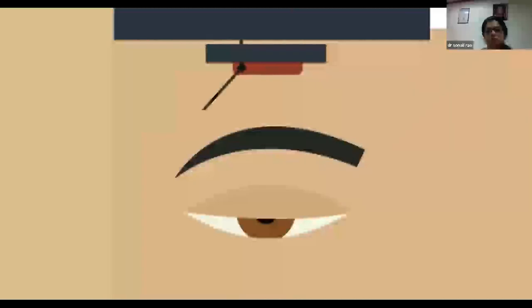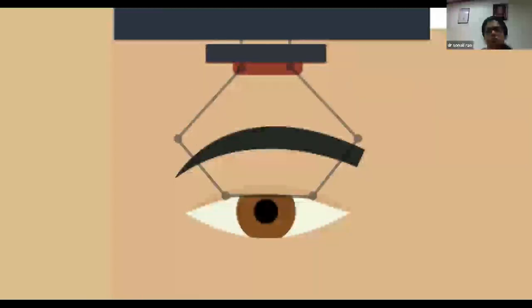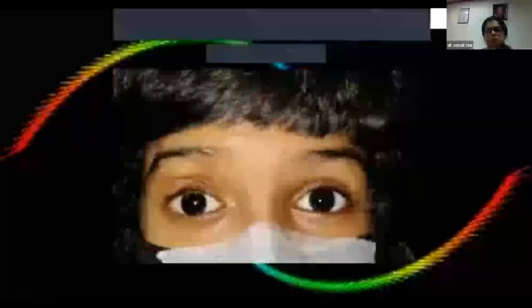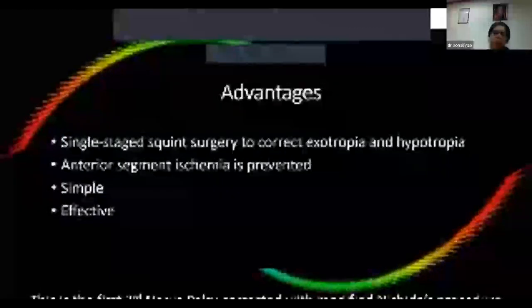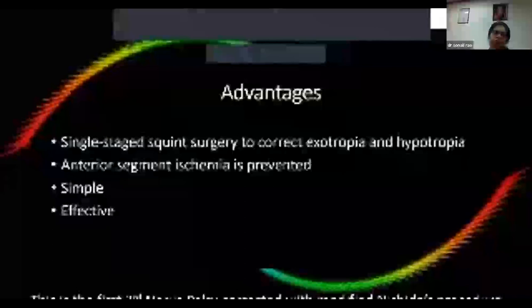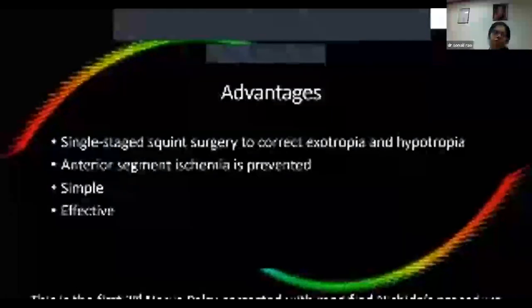To correct the severe ptosis, a frontalis sling surgery was performed after 2 months of squint correction by the modified Nishida's procedure, thereby giving us good results, and also the child had good stereopsis of up to 100 seconds of arc post-operatively. Thus, this single-stage squint surgery to correct exotropia and hypotropia was found to be a simple and effective procedure with the added benefit of no ischemia of anterior segment.